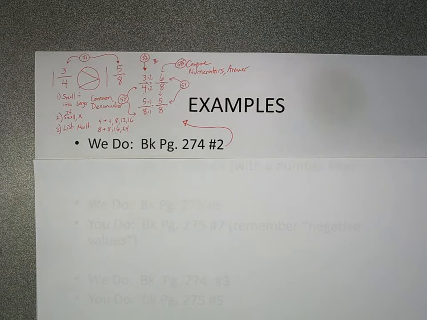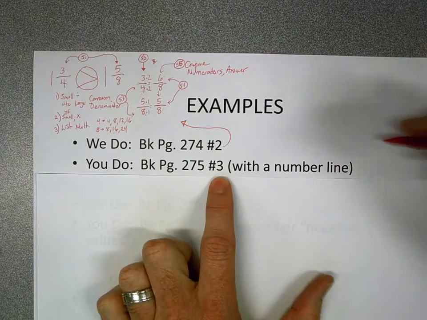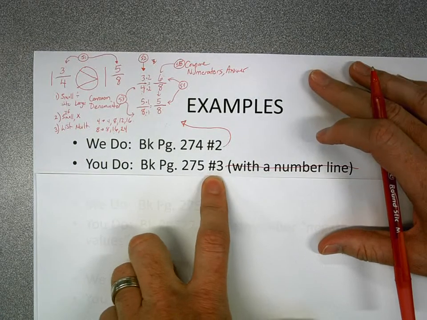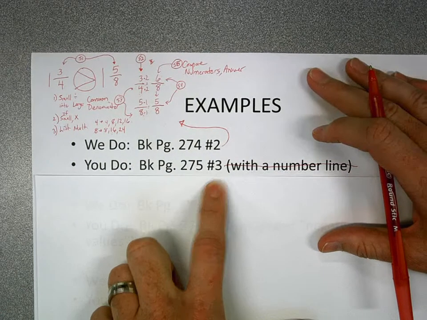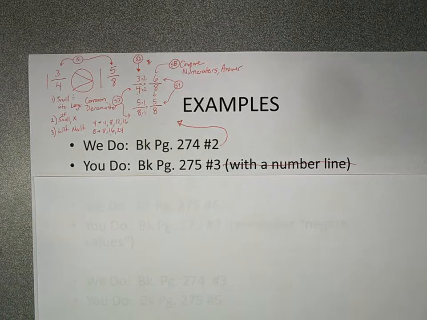All right, here's what I'm going to have you guys do. Try out problem number 3. Don't worry about the number line, like I said. Go ahead and go to page 275, part of your homework. Try out problem number 3. Go. On your own. I'll let you guys share in just a bit. Try it on your own, following the steps.